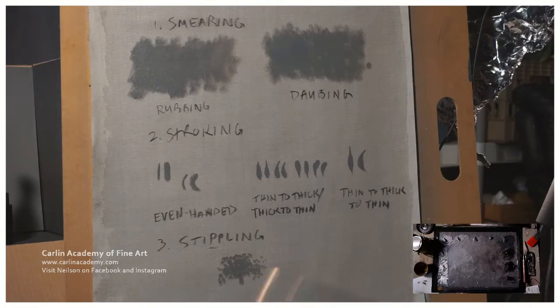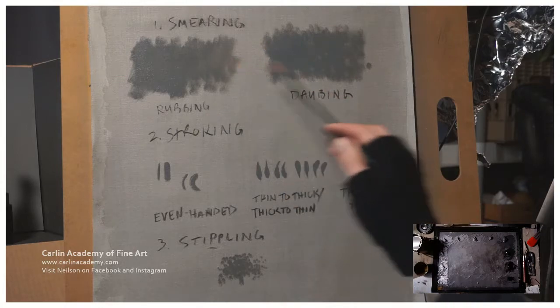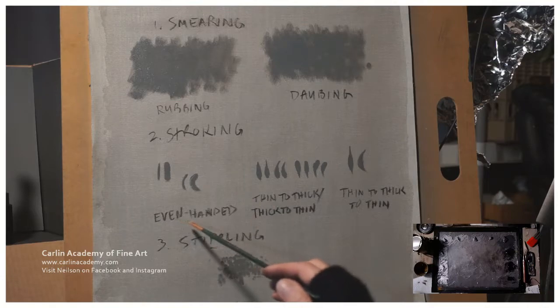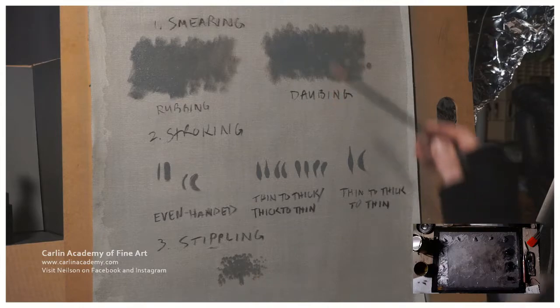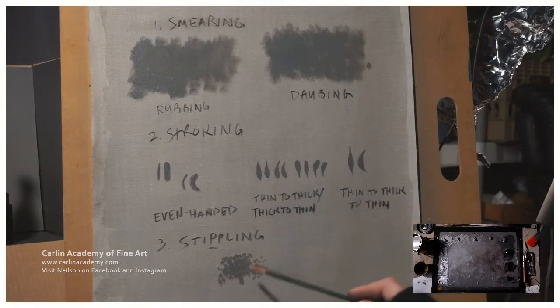So three basic types of marks: smearing, which is rubbing and daubing, two types of smears. Stroking, three types of strokes: even-handed, thin to thick, thick to thin, thin to thick to thin. And stippling. Entire head of the brush used, tip and head of the brush, just the tip. And that's it.